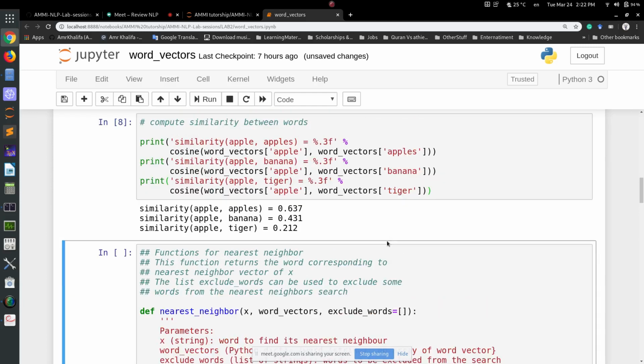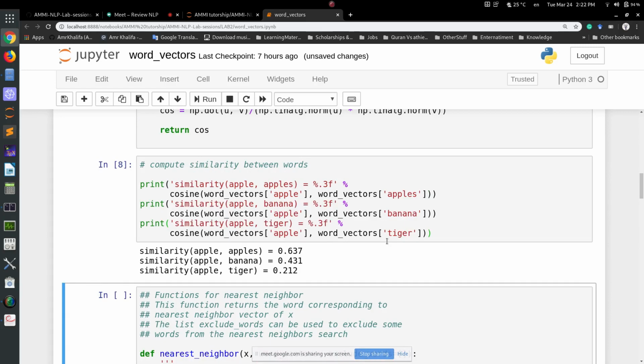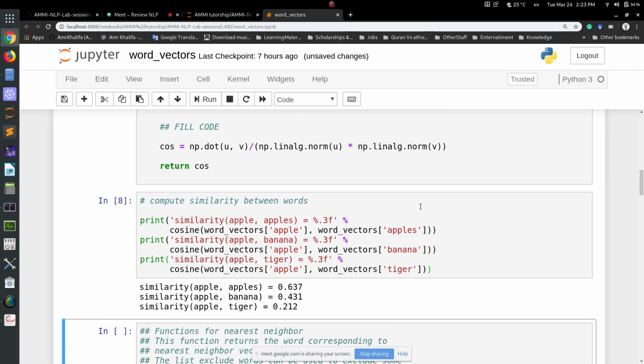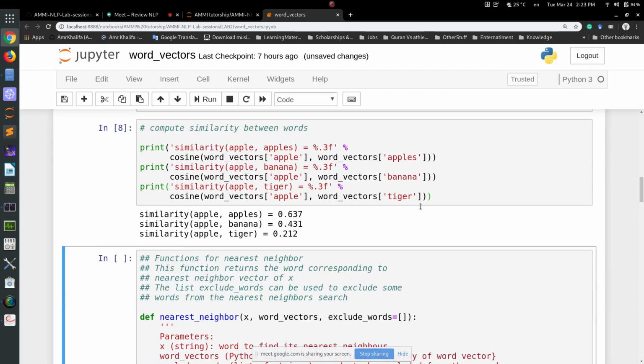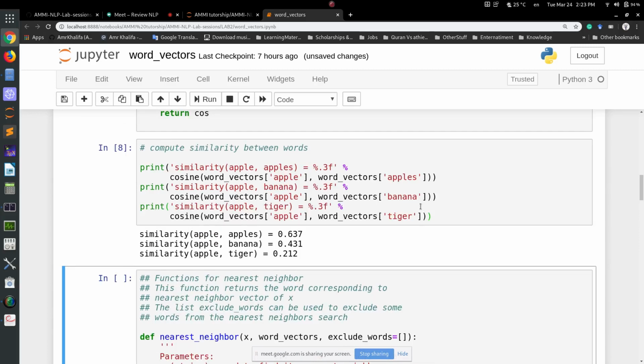As we are expecting, the similarity between apple and apples is 0.637, and it's the highest. The similarity between apple and banana is 0.431, and the similarity between apple and tiger is 0.212. So this is very expected, which is fine. Now, given the function that we just wrote, which computes the similarity between two vectors using the cosine similarity, there are different types of measuring the similarity.